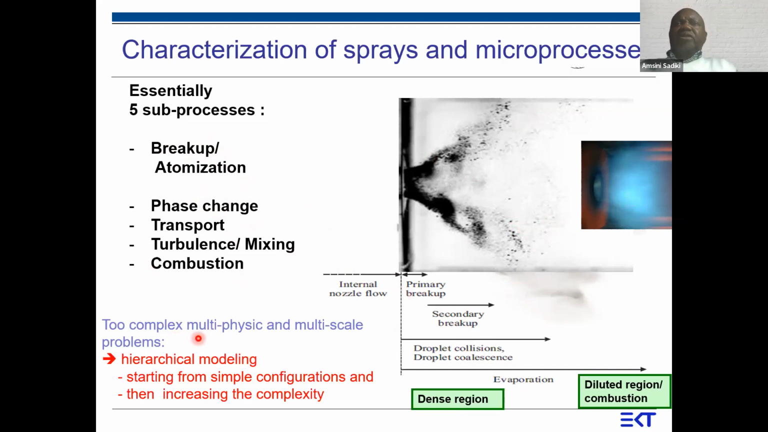This is a very complex multi-physics and multi-scale process, as we have seen before. To get a very good insight on this, it is better, suitable, and we can say efficient to carry out so-called hierarchical modeling. This means we will start from simple configurations and then increase the complexity to include more phenomena. That is what we will do in this lecture.